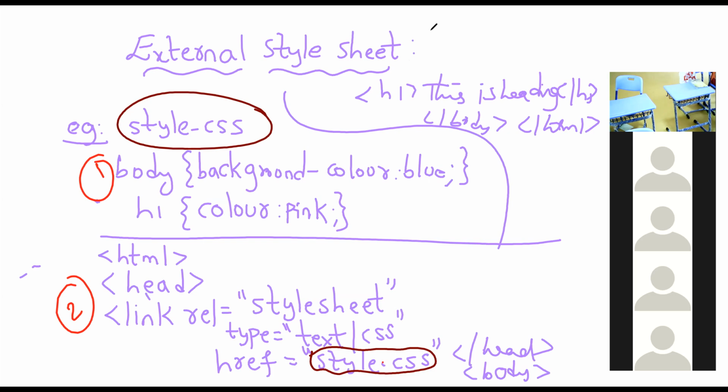So whatever changes we are doing here, you can see this, right? Background color blue and color pink. So here, what is the body? This is heading, right? So that will be in pink color and background will be in blue color for n number of web pages. How many web pages you want to give this? That many web pages you can give. You just have to mention here style.css.